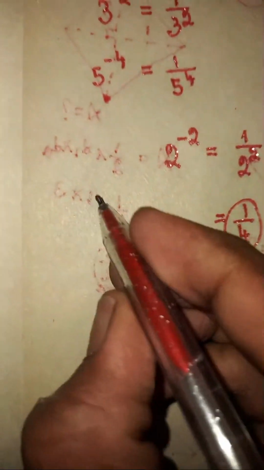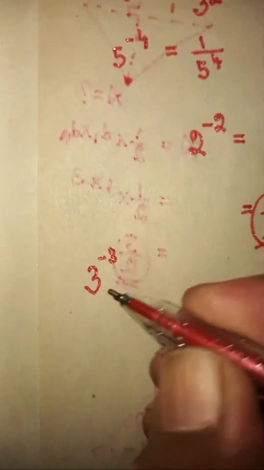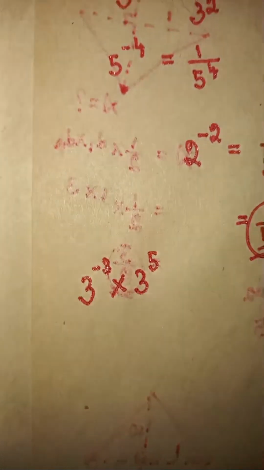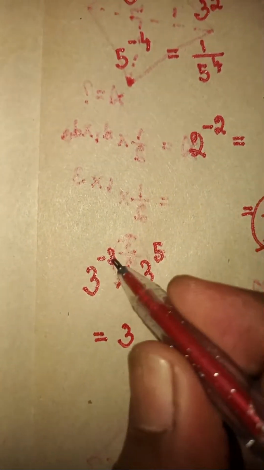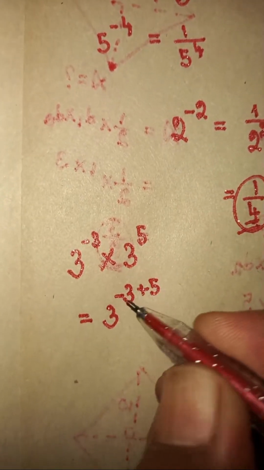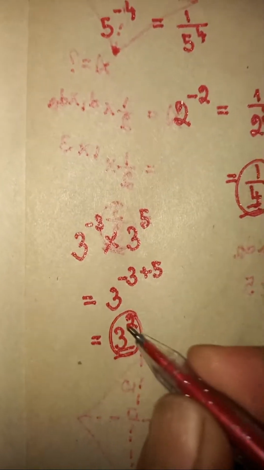Therefore, let's take one more number. Here they are giving 3 power of minus 3 times 3 power of 5. Here also, in the same way, take 3 as the common base and add up the powers. Minus 3 plus 5, that is plus 5 minus 3, means it is plus 2. So it is 3 square. It is not a fraction, it is a positive number.